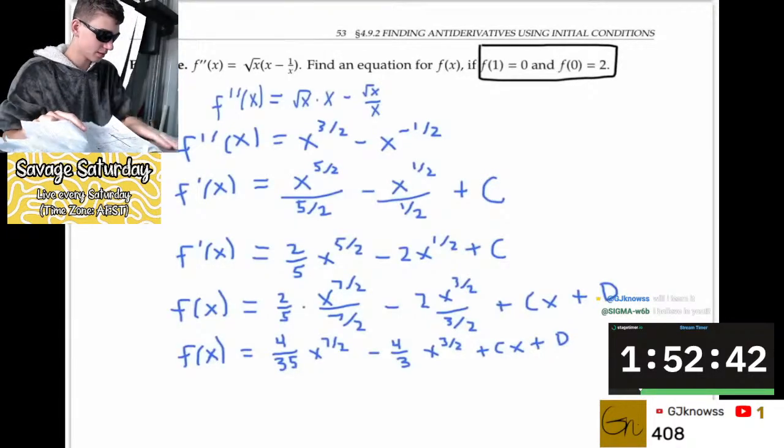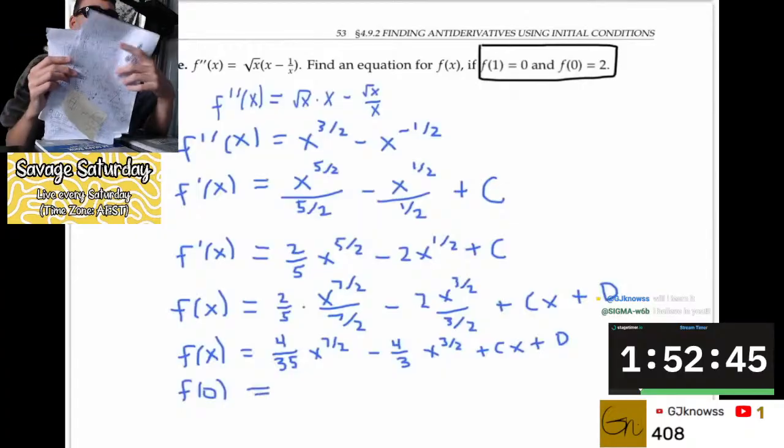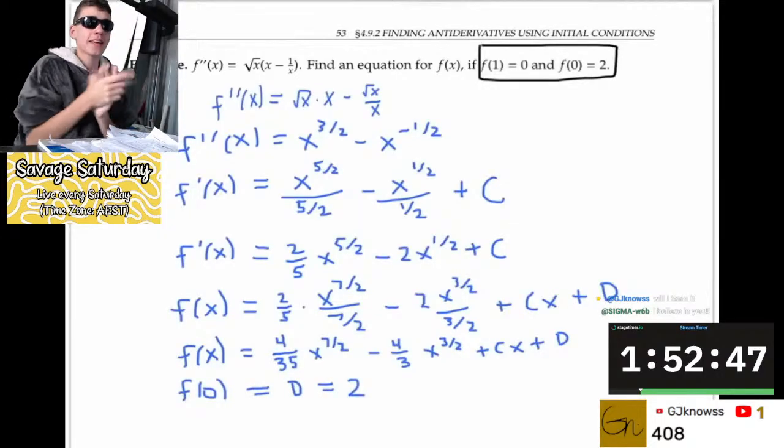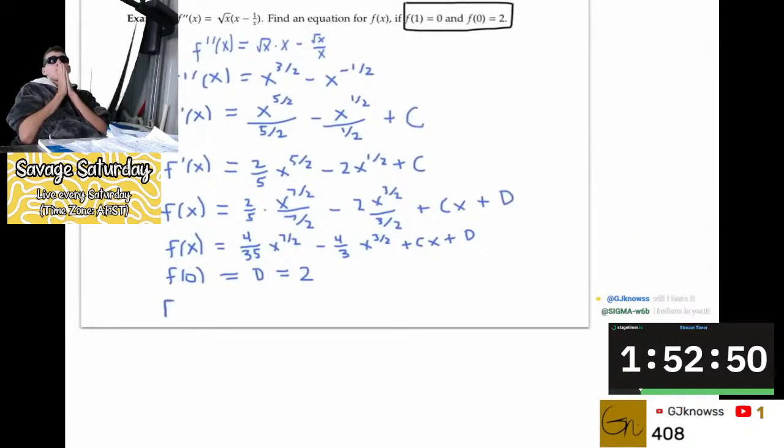When I plug in 0 for x, all my x terms vanish, and I'm just left with d. So d has to equal 2. So I can rewrite my function, setting d equal to 2.